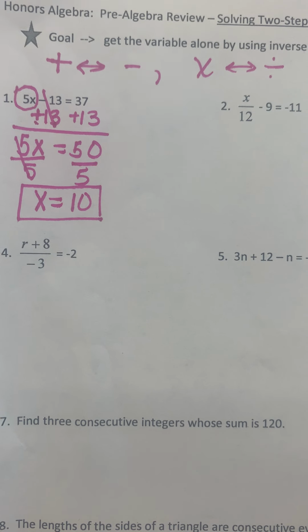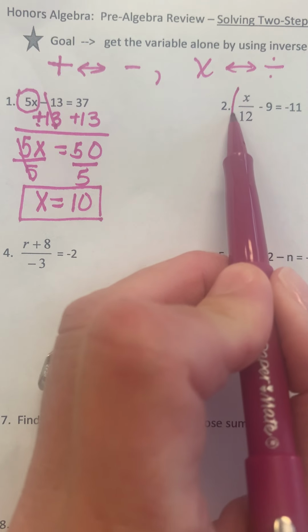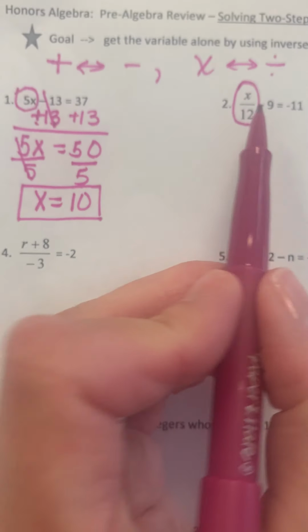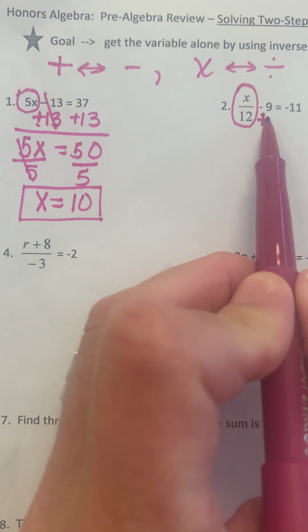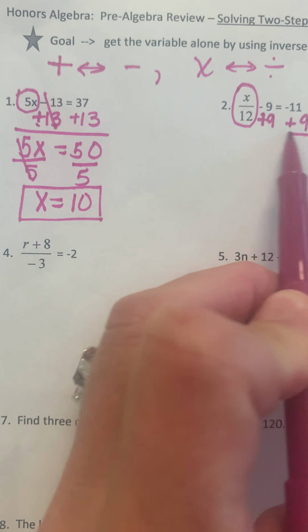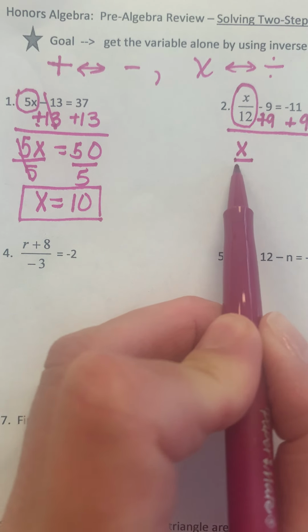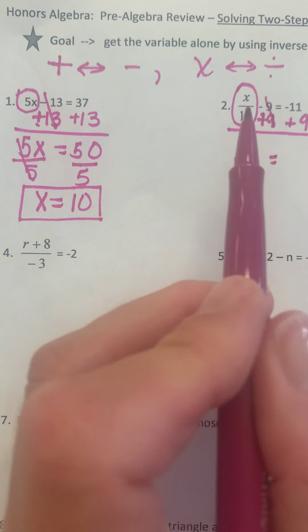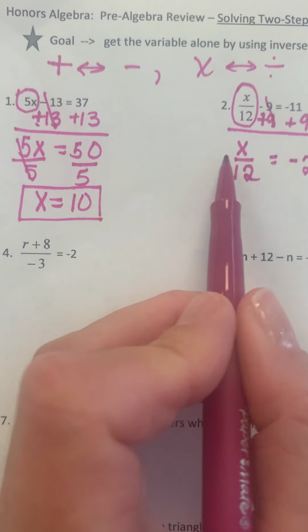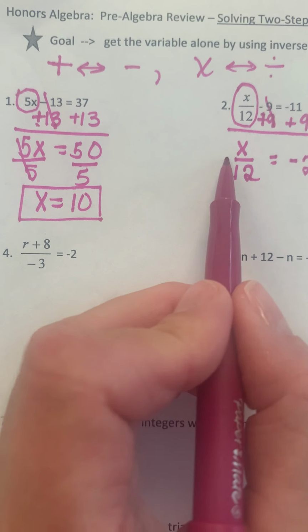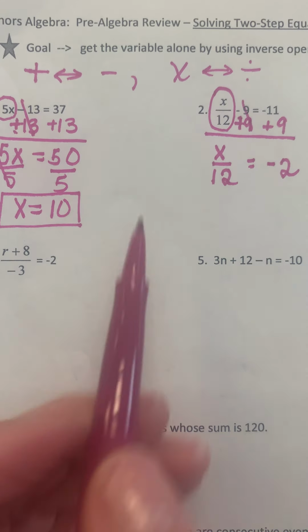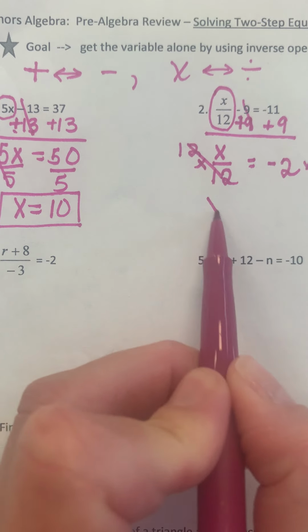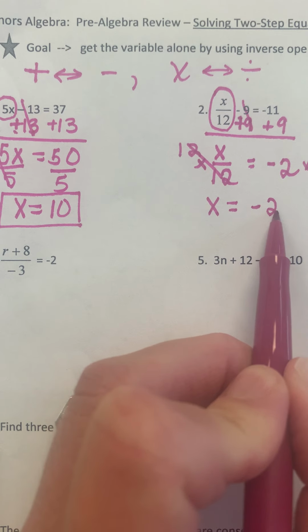Okay, for the second one, this is my whole term with my division. So I have subtracting 9. So the first thing I would do is add 9. So you bring the x over 12 down, and negative 11 plus 9 gives you negative 2. This is x divided by 12, so you want to multiply both sides by 12. So you get x equals negative 24.